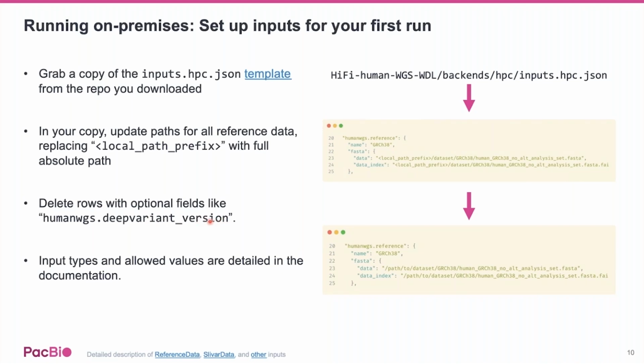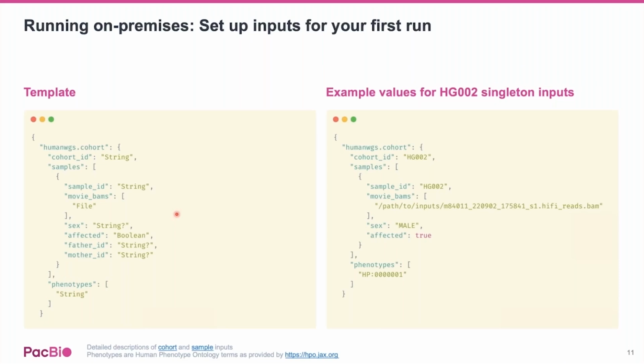Once the changes have been made, save a copy of this file somewhere on your disk. If you're trying to understand the input types and the allowed values, these are detailed more in the documentation described or linked at the bottom of the page. Next, we'll fill out the cohort-specific values for our test run. In the example here, I'll be setting up a singleton run for the HG002 sample.